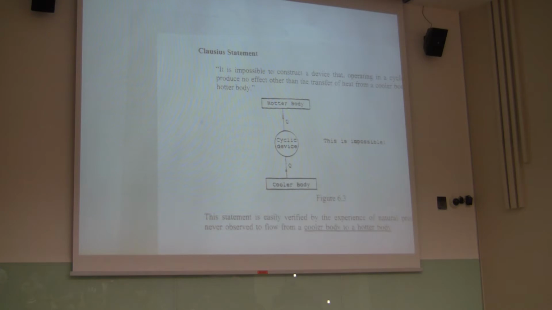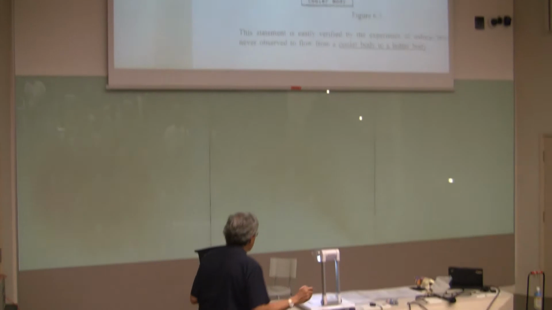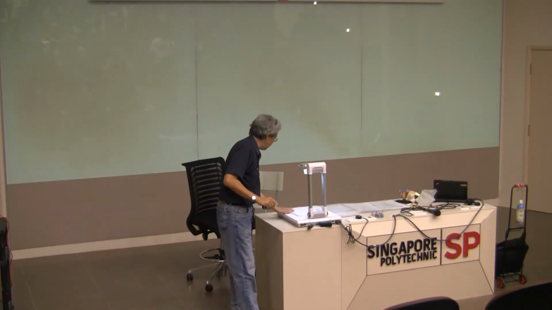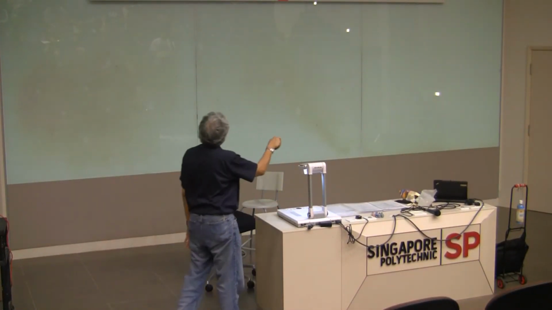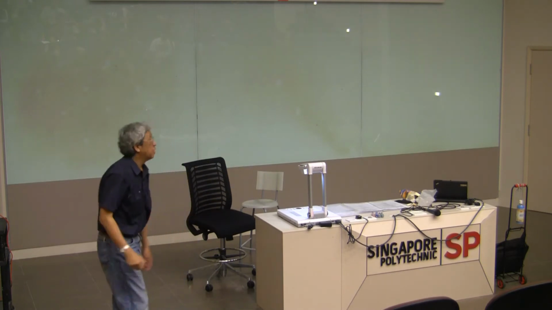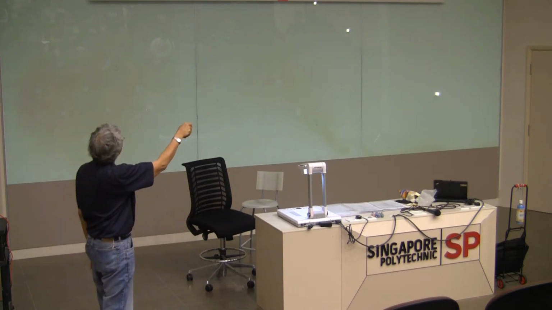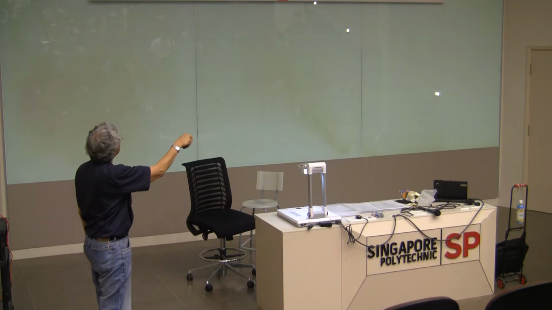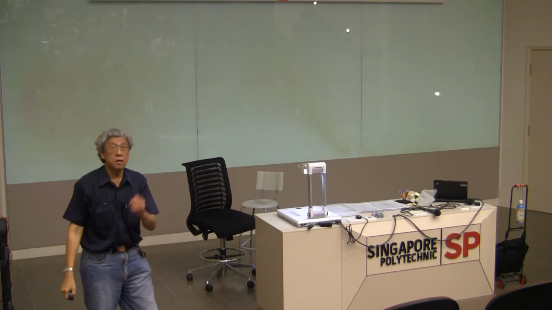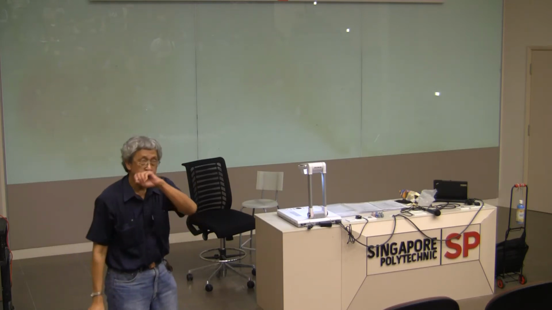Now, if it is impossible, how come we have an air conditioner, aircon? In order for the system to work, you must put work in here. Can you see the difference now? This is impossible. Why? Because there's nothing missing here. So what is missing? The effect. You have to introduce work.